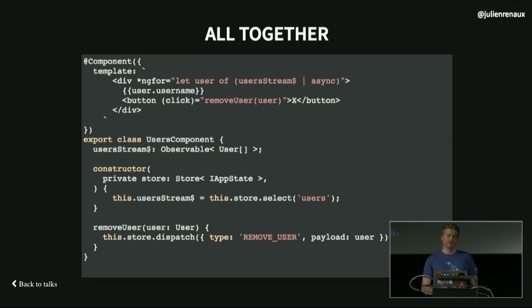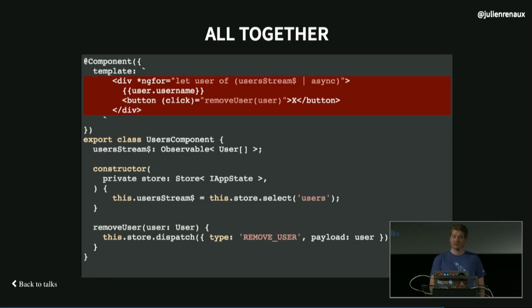Now all together. So with this example, I want to show you how easy the code can be when using NgRx Store. So first we have a template that displays a list of users with a remove button. Okay, there is an ngFor, then we loop, there is a button for each username, right?